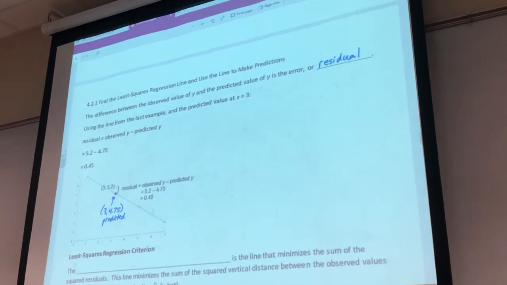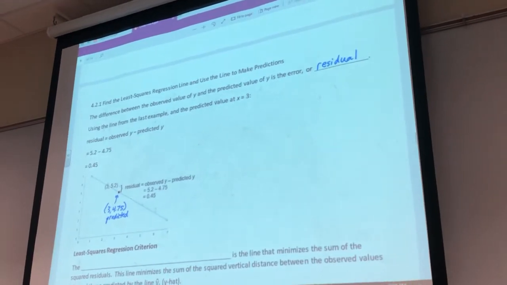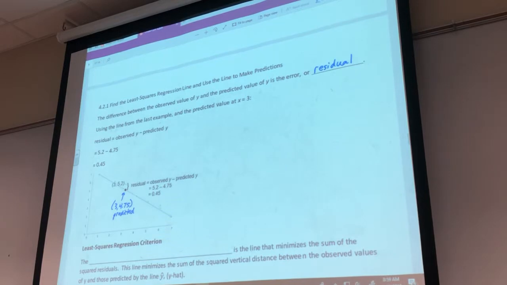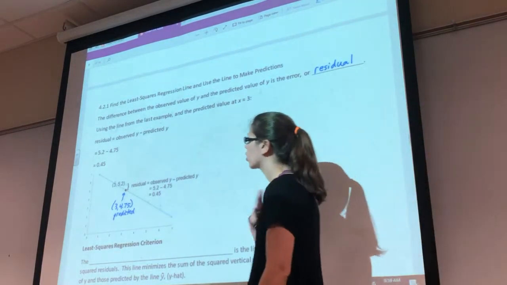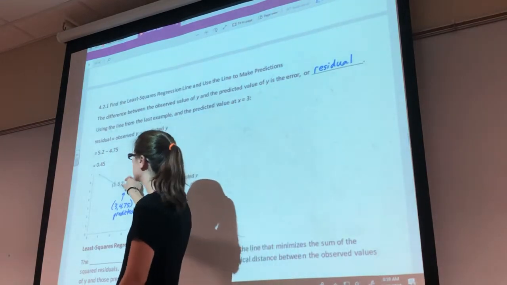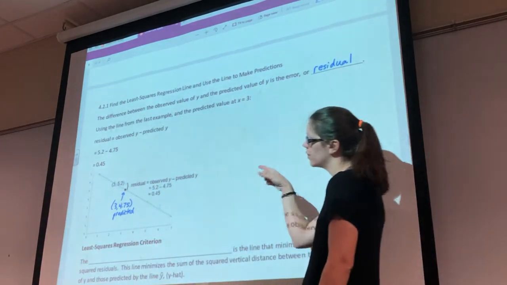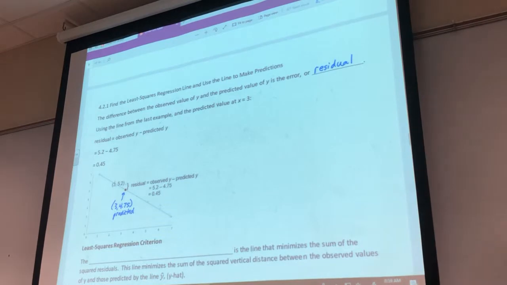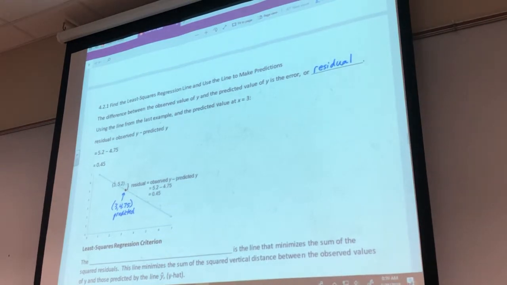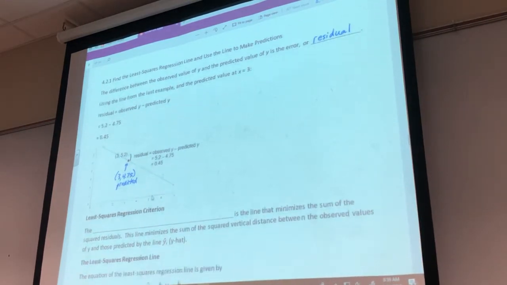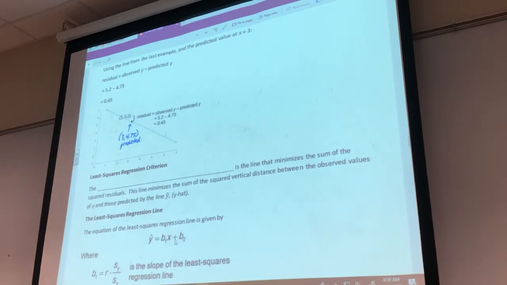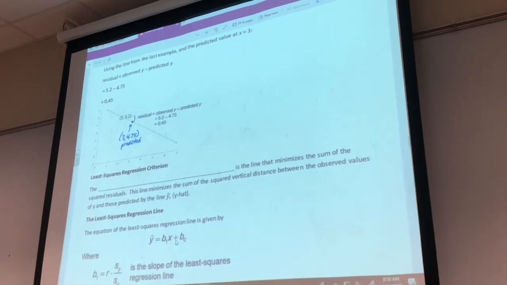I don't remember if we talked about residuals, but we might. Anyway, that's the residual, the vertical distance between the two. So our goal is to make sure these residuals are as small as possible, because we want those dots to be really, really close to the line. If our goal is to make those residuals as small as possible, that's going to be a line called the least squares regression line. And that's what we're going to be doing in this section.